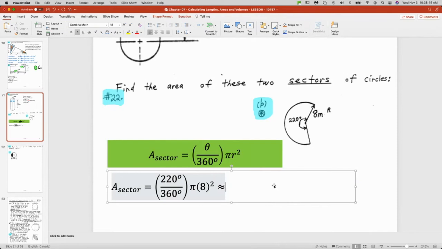So 220 divided by 360 times pi r squared. I'm doing it on my calculator as well. I got 123. Can someone confirm? It's as easy as 1, 2, 3. Thank you, Cosmo. If only it was that easy.